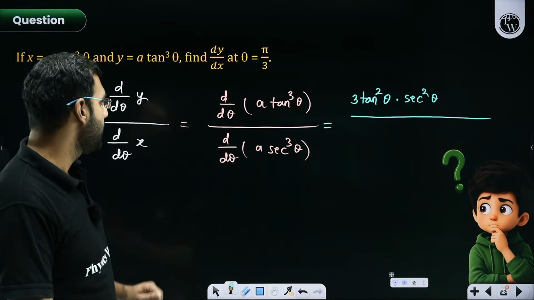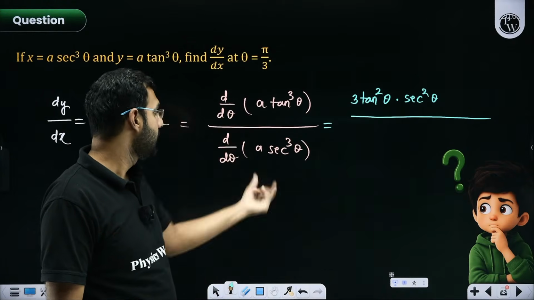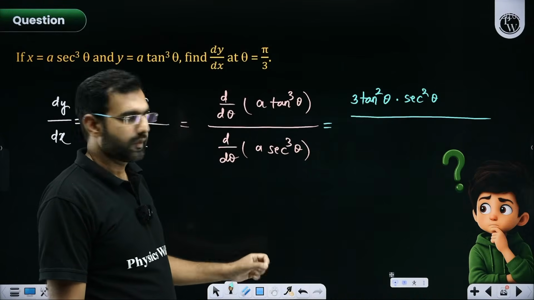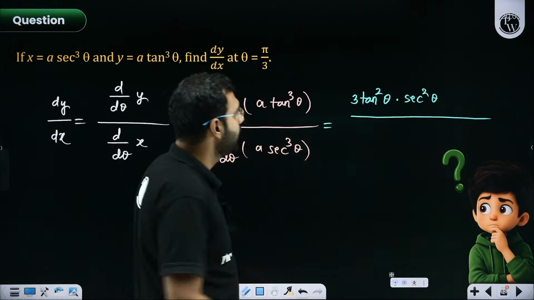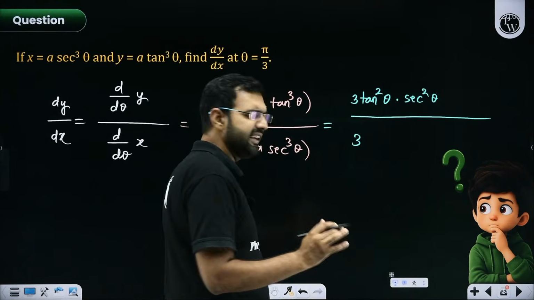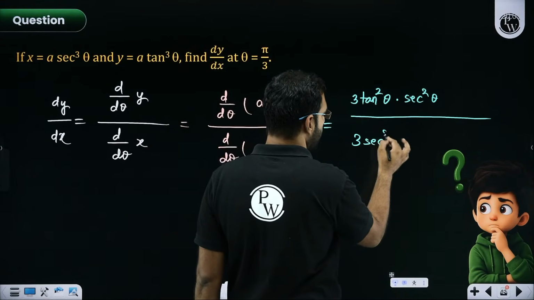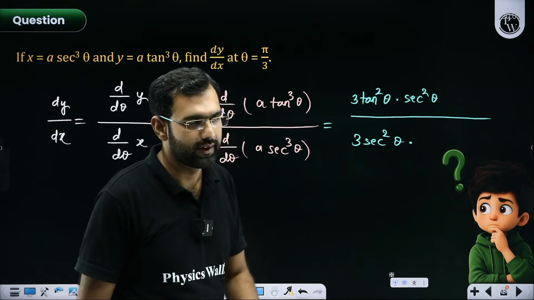Now, the denominator also should be differentiated. So there, a got cancelled with this a. Sec cube theta: imagine sec theta is theta, so it is theta cube with respect to theta. So that will be 3 theta square, but theta is not theta, it is sec theta actually, sir. So it should be written as sec square theta. Get my point, everyone? That's good, Samriddhi.